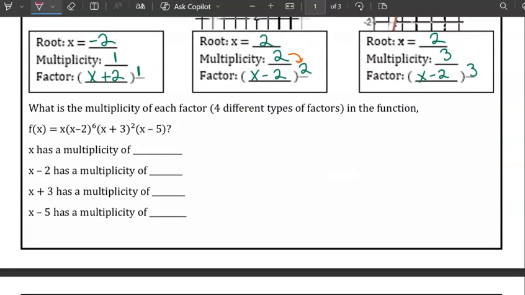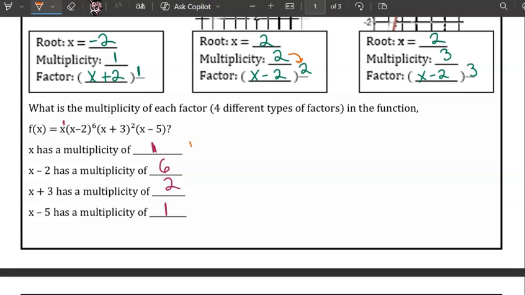What is the multiplicity of each factor? X has a multiplicity of 1. X minus 2 has a multiplicity of 6. That's the exponent of that factor. X plus 3 has a multiplicity of 2. And x minus 5 has a multiplicity of 1.